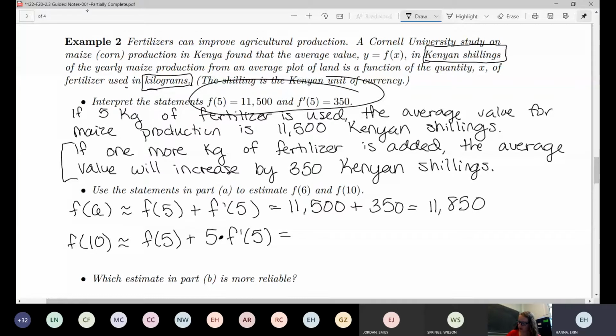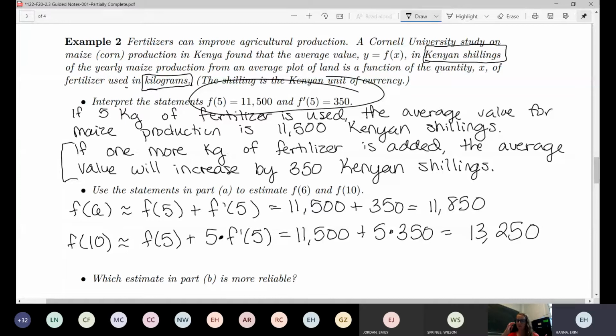So here, 11,500 plus 5 times 350, which would give 13,250. Sorry, I got a little distracted. So we can essentially use this idea to estimate anything we want.